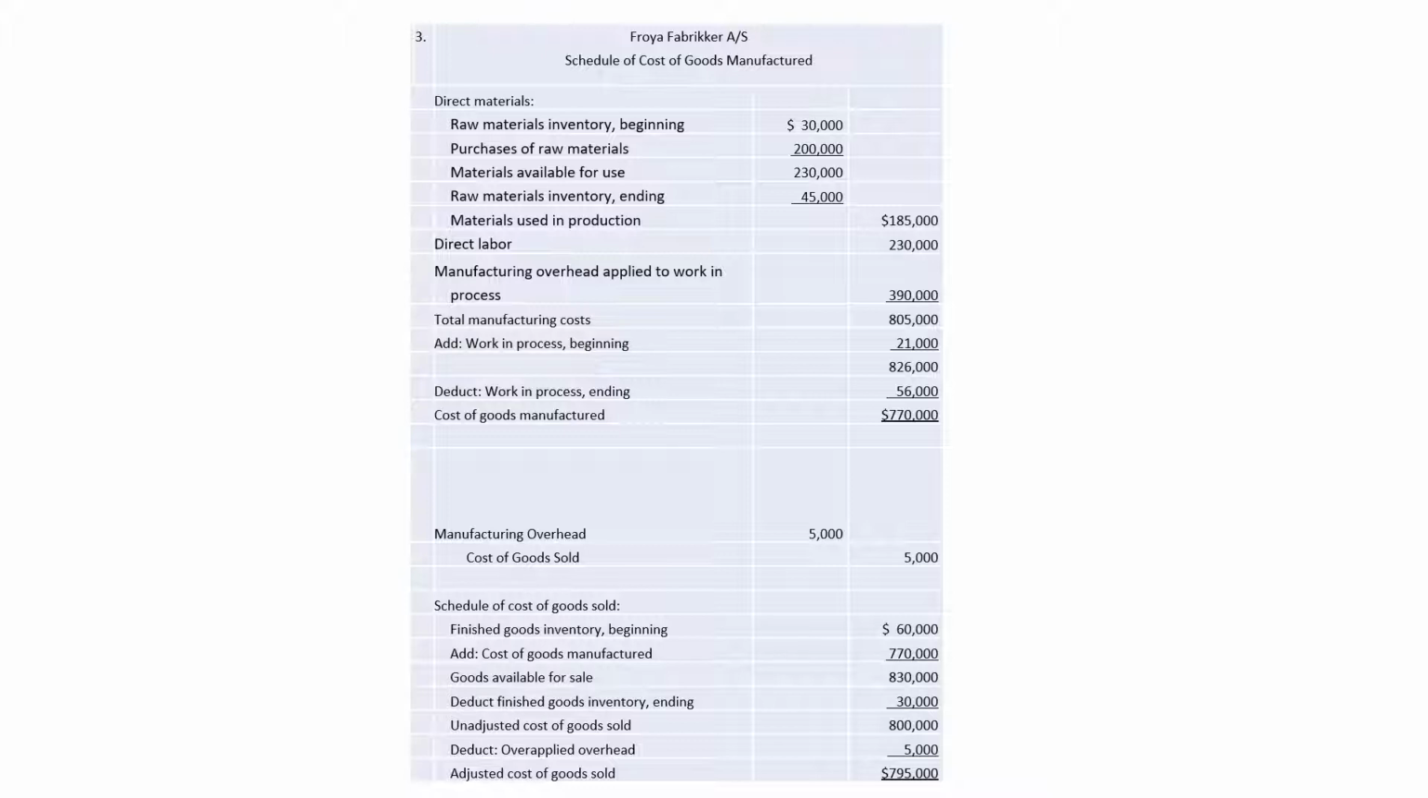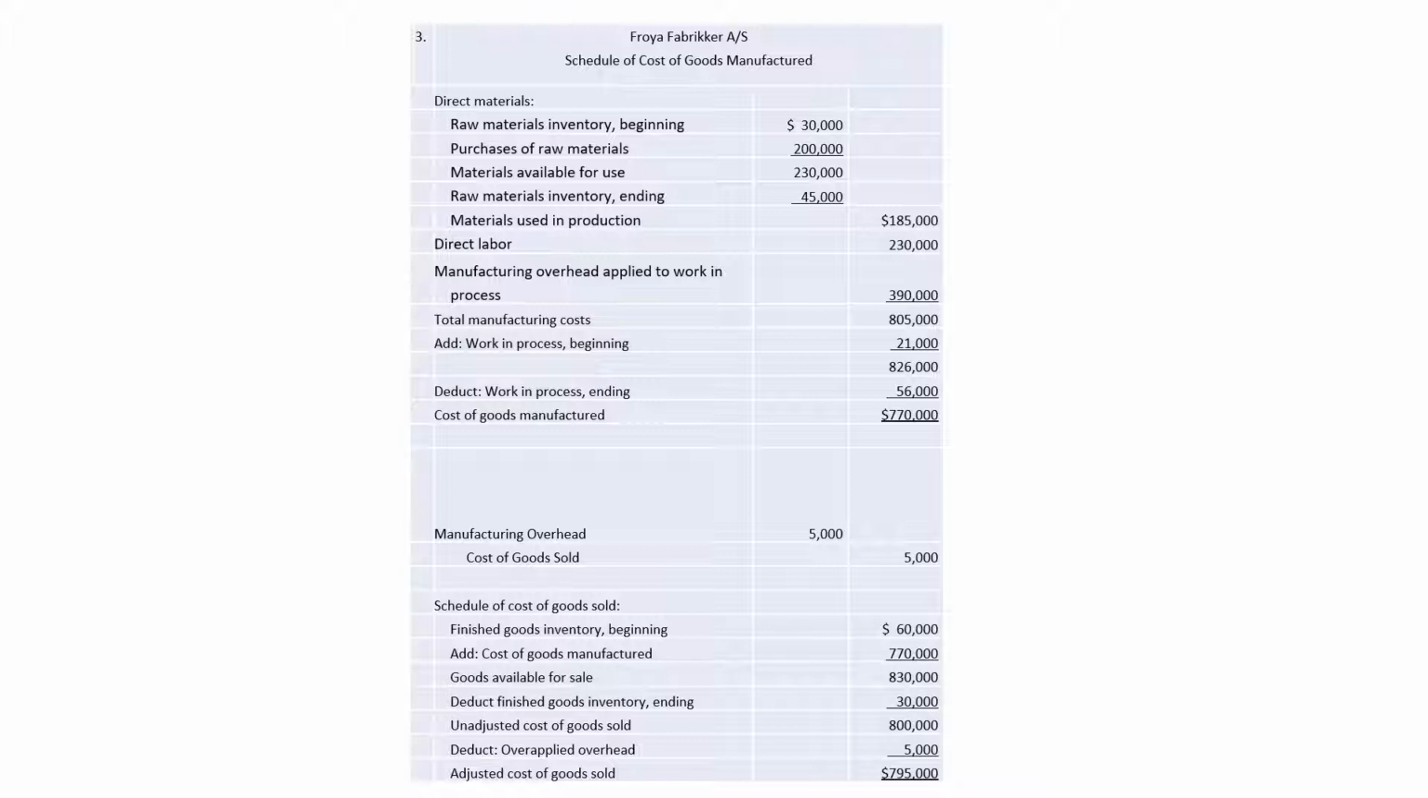The direct labor was $230,000. We could just trace that amount. Manufacturing overhead applied was $390,000. So the total manufacturing costs that were incurred this year are $805,000.